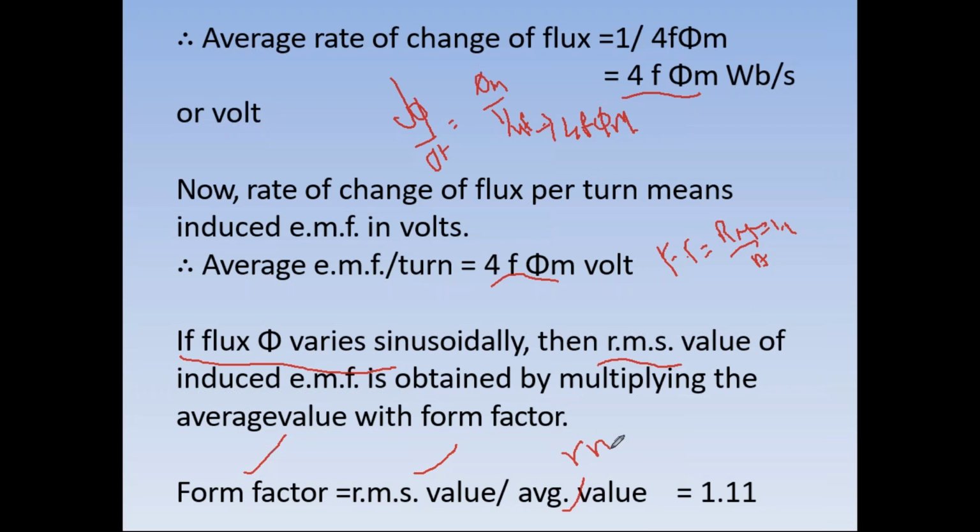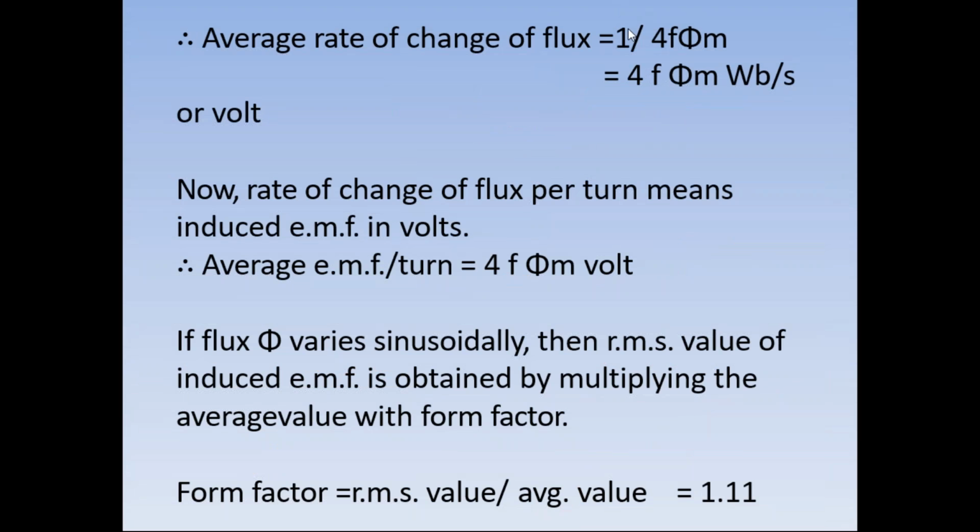So you can write RMS value is equal to 1.11 into the average value. What is the value of the average? 4F phi m. So finally you will get the RMS value of the induced EMF, we can write 4.44 F phi m. Now by this equation, what is the induced EMF in the primary and what is the induced EMF in the secondary? We can simply represent it as capital E1. So E1 is equal to 4.44 F phi m N1. And similarly, the induced EMF in the secondary, we can write E2 equals 4.44 F phi m N2. This is the EMF equation of a transformer with respect to the primary as well as the secondary.